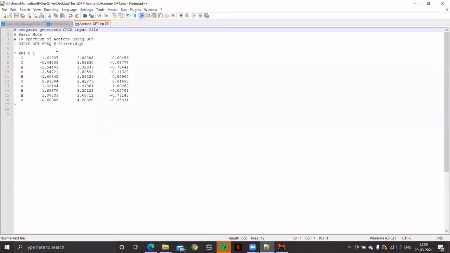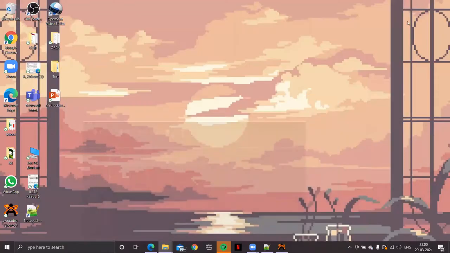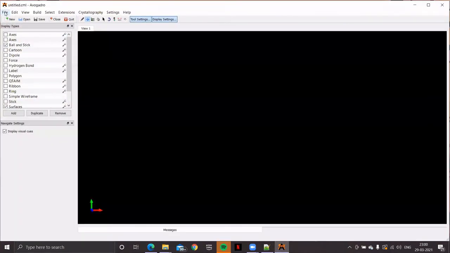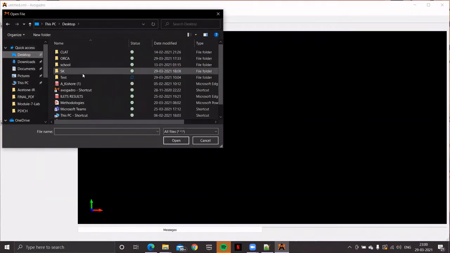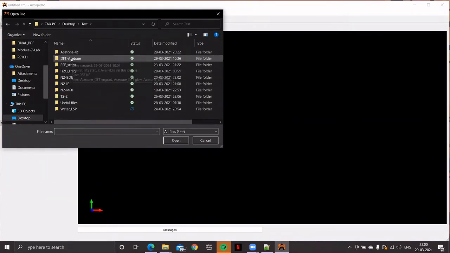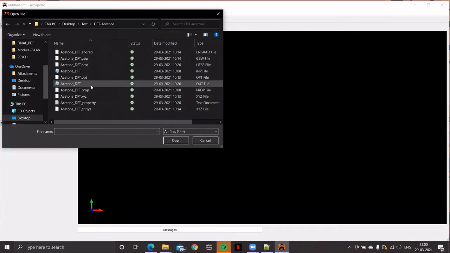So in DFT, two important keywords are required. That is information regarding the basis set and the exchange correlation functional. What does this mean? You'll get an idea about that in the next two modules. So you have done the same calculation, optimizing plus frequency, using the same basis set. And the result which I got, let me plot it directly in Avogadro. So go to File, Open, then in the desktop, test folder, I have a folder with the name DFT acetone. And let me open the output file.